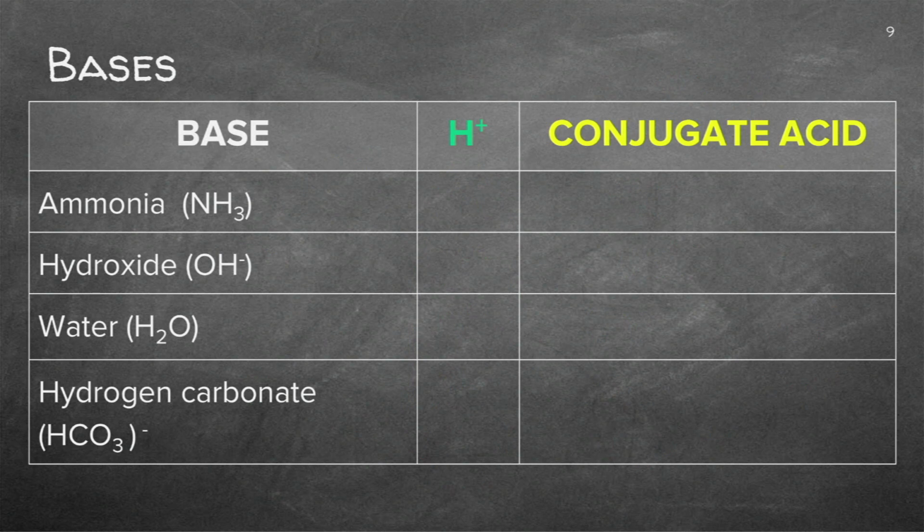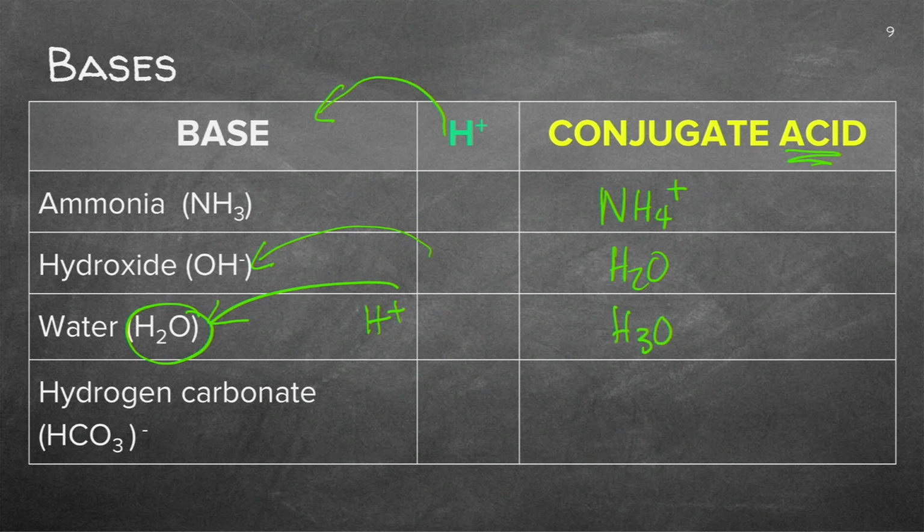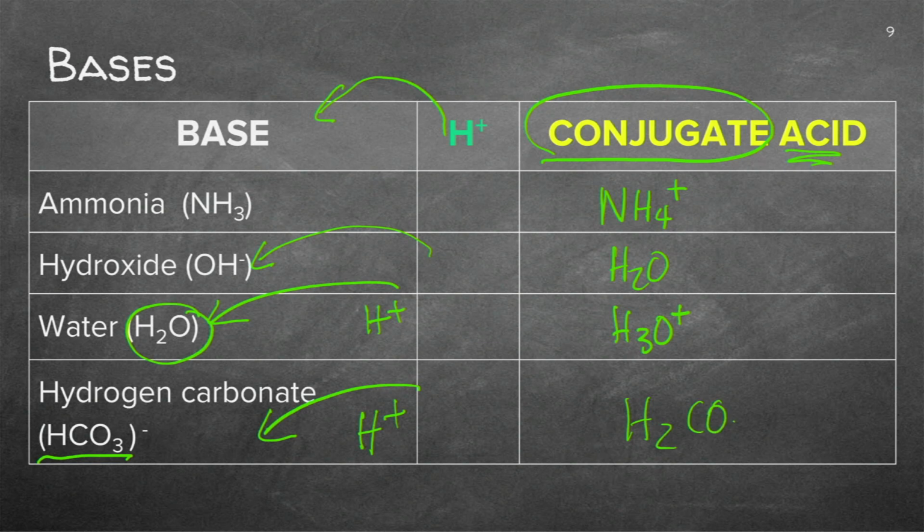Let's have a look at a base. A base will do what? It will accept the hydrogen. So if it accepts the hydrogen, this will be the conjugate acid forming. It can again give away that hydrogen that it took. If it's water accepting a hydrogen or proton, it's H3O+. That's the conjugate acid. And in the case of hydrogen carbonate, accepting one proton, giving me that carbonic acid.